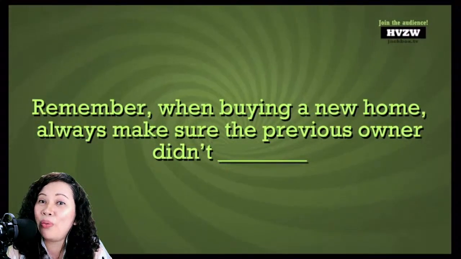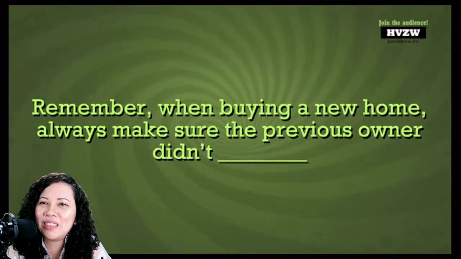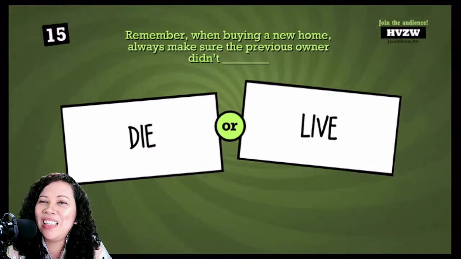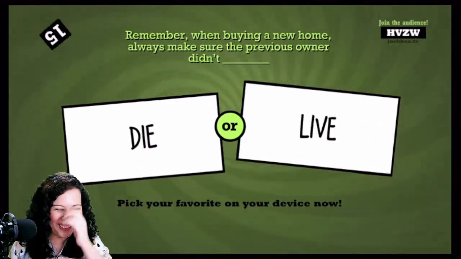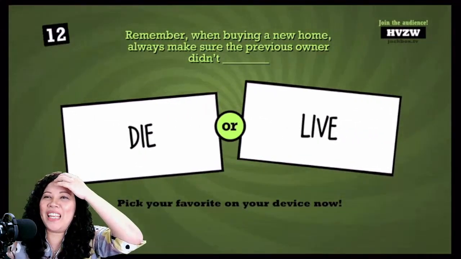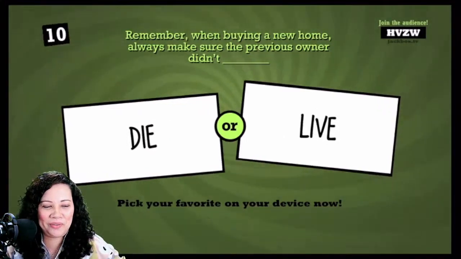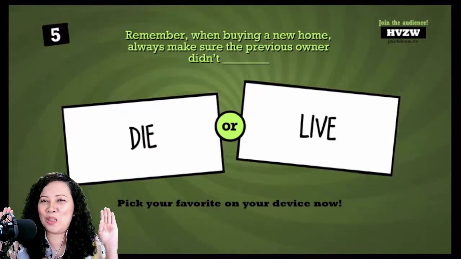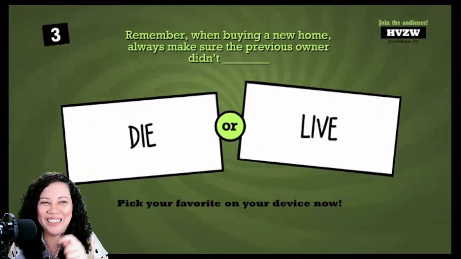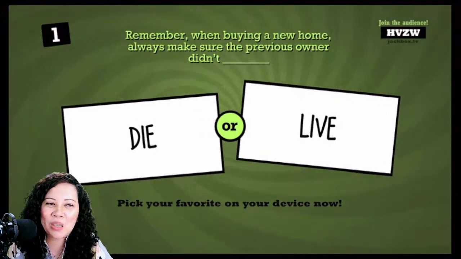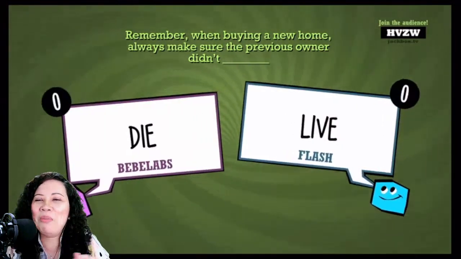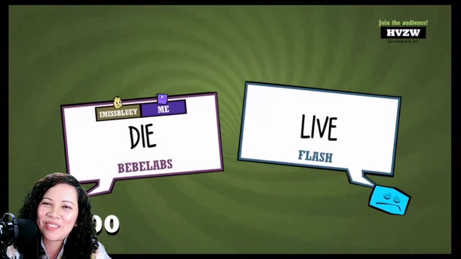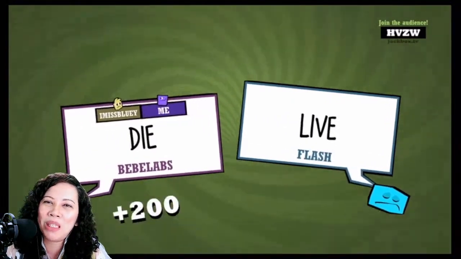Next up, when buying a new home, always make sure the previous owner didn't blank. Keep voting. Two opposite things. Didn't die and didn't leave. You will be confused which one to choose. Die or leave. It's supposed to be butud. Ah, butud. Sorry, Flash. Babylobs wins.